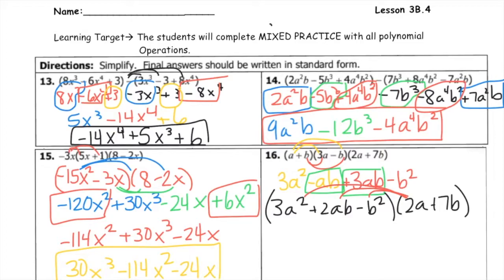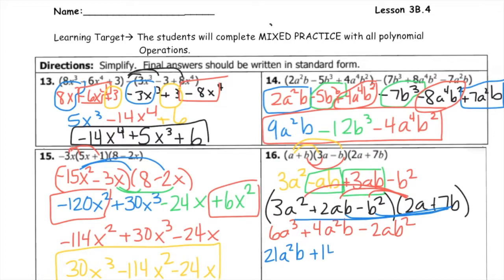So we have 6a cubed plus 4a squared b minus 2ab squared for the first part. And for the second part, we're going to be doing it this way. We have 21a squared b plus 14ab squared, and then we're going to have negative 7b cubed. All right, so now you're just going to combine your like terms. These are my only like terms.